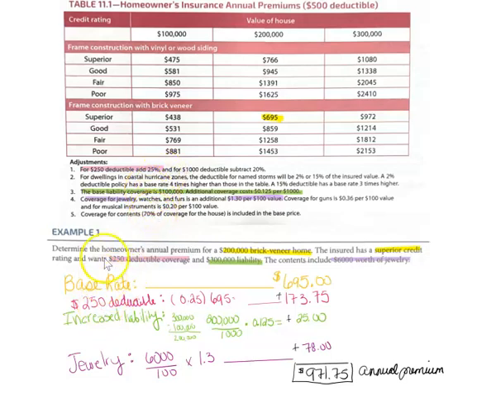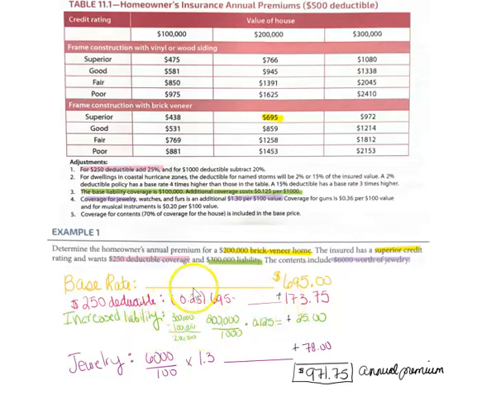So we're looking at number 1, which I highlighted in pink and then wrote in pink. A $250 deductible is 25%, or 0.25 times the base rate of $695. So that gives you an additional $173.75 added to the $695 for the annual premium. And that's why there's a little plus sign there.